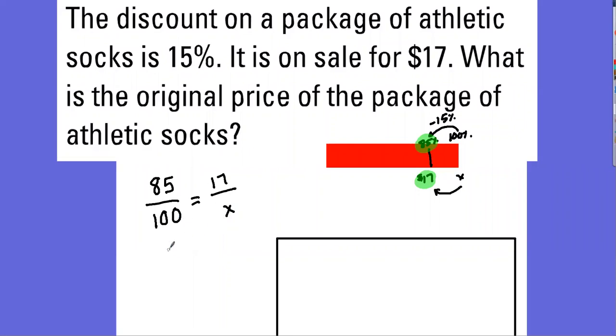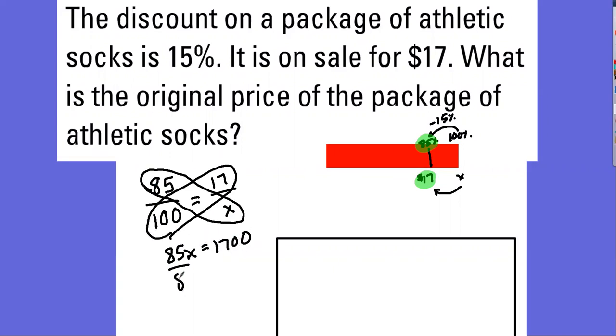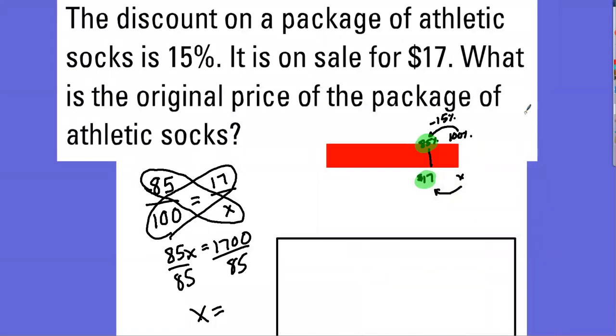And I can solve this proportion, cross multiply. So take 85 times x, which is 85x. Take 17 times 100, which is 1700. Divide both sides by 85. And 1700 divided by 85 would work out to be 20. So this number right here would be $20. So the item started at $20.